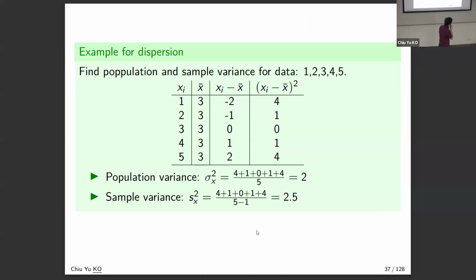And I want to calculate the variance. What should I do? I first calculate the mean. Remember, variance is the average squared distance from the mean. So first the mean is 3, because 1 plus 2 plus 3 plus 4 plus 5 divided by 5 is 3. The second step is to calculate the distance from the mean. So this column is just 1 minus 3, negative 2; 2 minus 3, negative 1; 3 minus 3, 0; 4 minus 3, 1; 5 minus 3 is 2. And the next step is you take the square of each one.